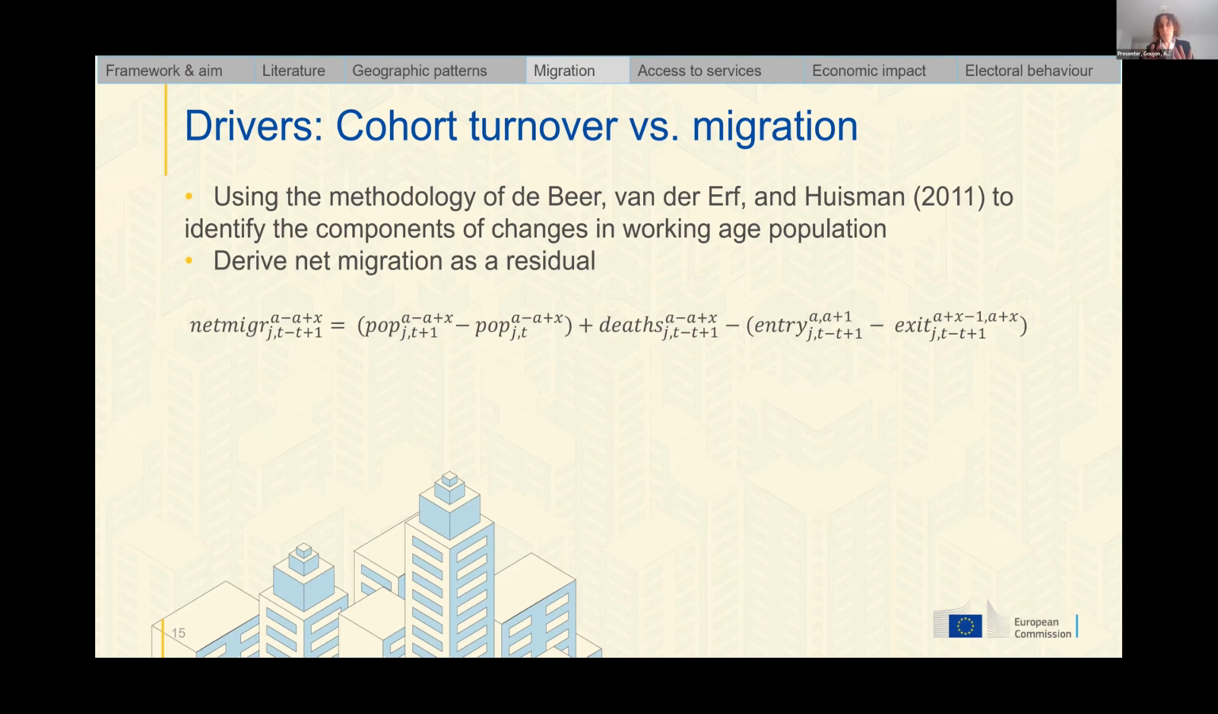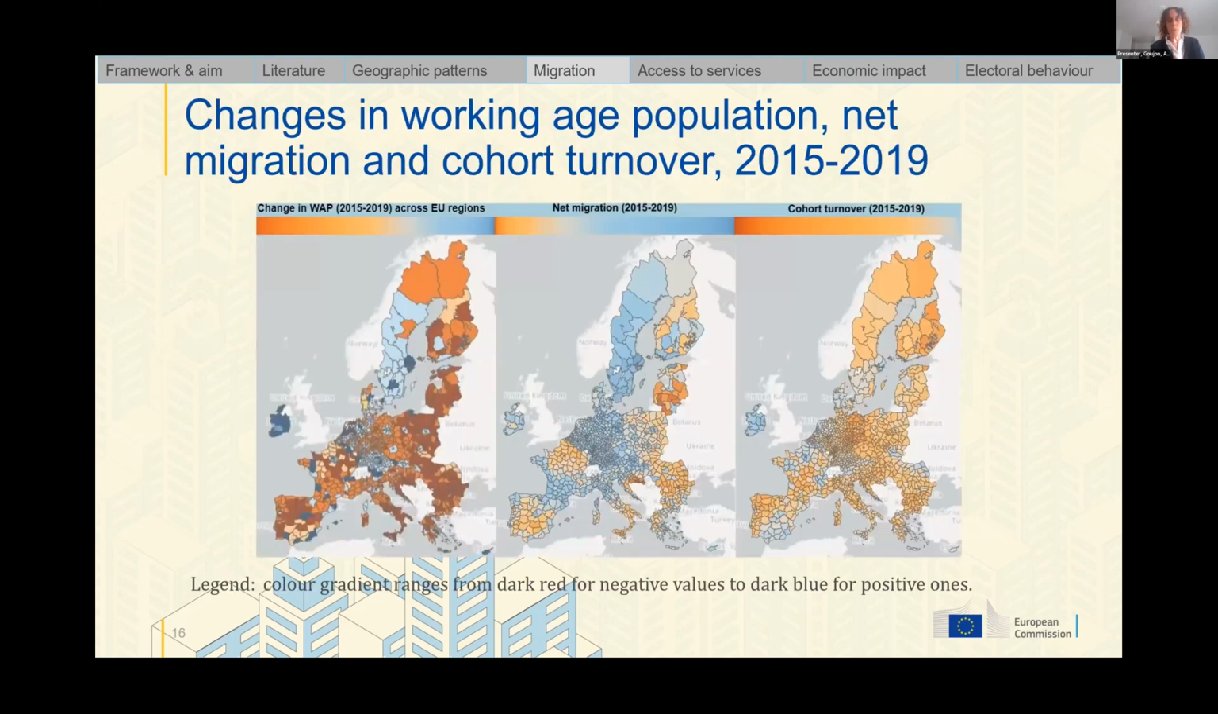Of course, there are many problems with this equation. We have net migration as a residual. We don't have any information on the flows that are behind this net migration, and we don't know whether these flows are from interregional migration or international migration. Nevertheless, I think some findings from this are interesting.